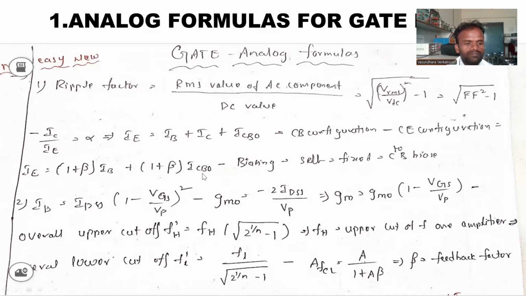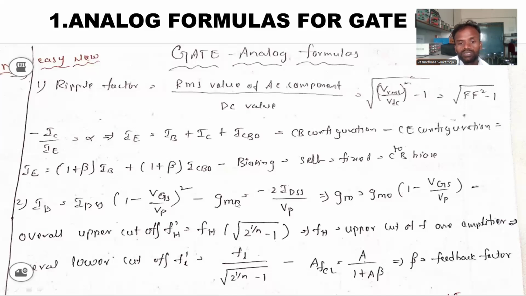Next point. ID equals IDSS (1 minus VGS by VP) whole square. Here, the equal sign means it is a relation between ID and IDSS times (1 minus VGS by VP) whole square. If there is only a hyphen, then it is a different or new point.